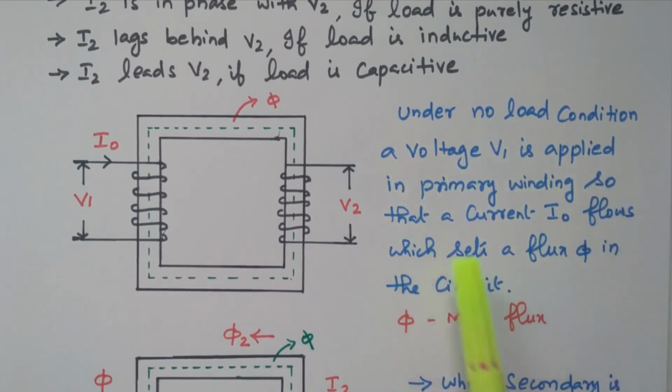Under no load condition, a voltage V1 is applied to the primary winding. The current I naught flows, which sets up the flux phi in the circuit. This phi is the main flux produced in the circuit under the no load condition.